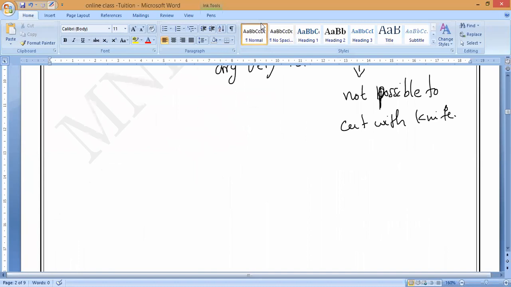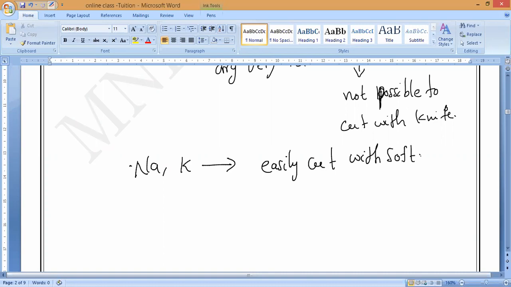If you take two well-known metals for us, what are those metals? Sodium and potassium. These are exceptions; they are easily cut with a knife, because they are not hard enough. That is what you have to remember.